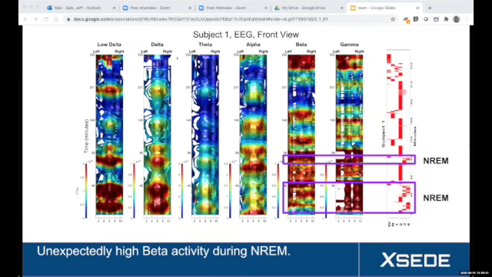And finally, in this slide, we see high beta and gamma activity during the deeper non-REM sleep stages, highlighted with the rectangles. And this might be unexpected. Typically, in the deeper sleep stages, the higher cognitive functions are not active. So I'm not sure what the explanation might be there.